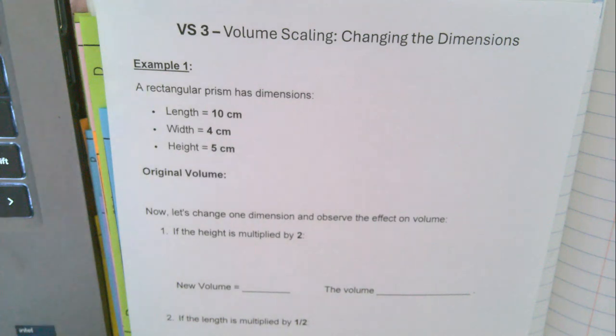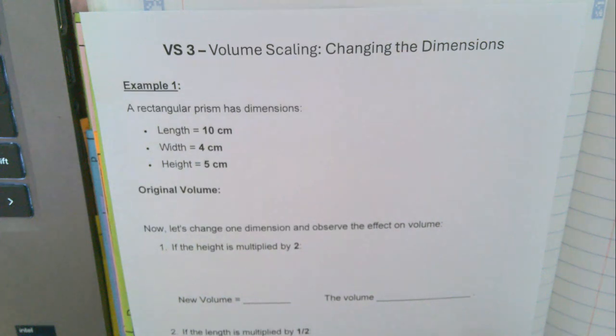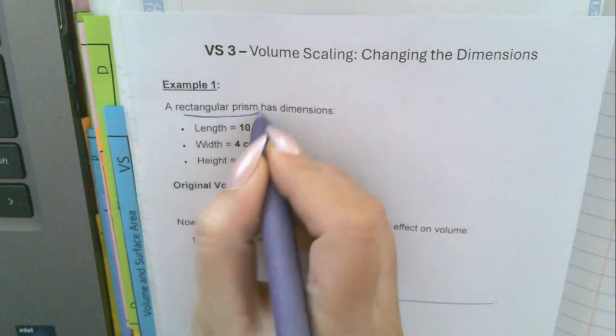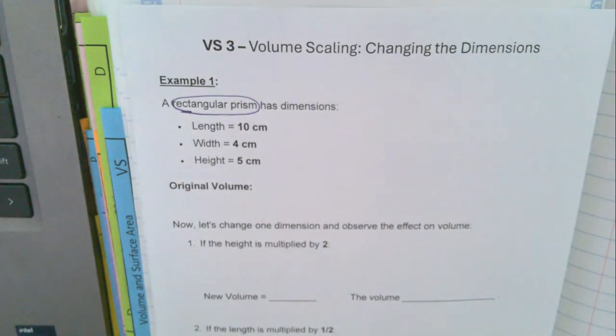All right, so we are moving on to topic 3, volume scaling or changing the dimensions. You might also hear this called changing the attributes. What's going to happen is we are going to be changing either the length, the width, or the height, and this is specifically for rectangular prisms. We're only going to change one of the dimensions, and we're going to see what happens. If some of you do have your Desmos up, that's fine. You can help me with some of the calculations along the way.